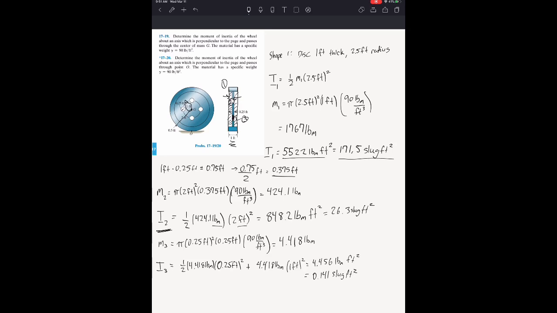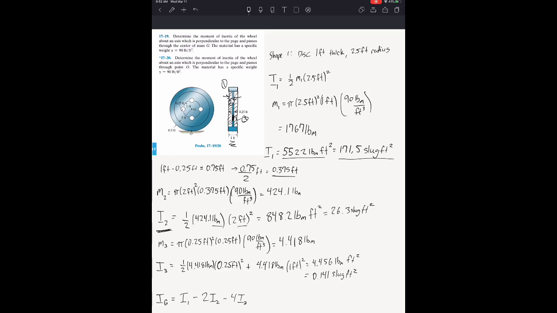The overall moment of inertia of this shape about its center of gravity is equal to I1 minus 2 times I2 minus 4 times I3. And the reason is I2 is a hole, so it's subtracted, and there are 2 of them, so I subtract it twice. And I3 is also a hole, so it is subtracted, and there are 4 of them, so I will subtract it 4 times.